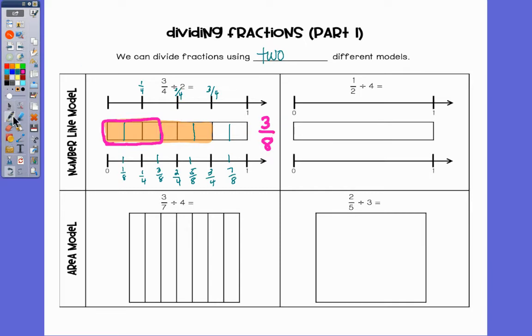Okay, let's look at another one. This is 1/2. So I have a half divided by 4. I'm going to draw in my line, dividing my box by a half. I'm going to shade in 1/2 of this. And I need to cut that half into 4 pieces.